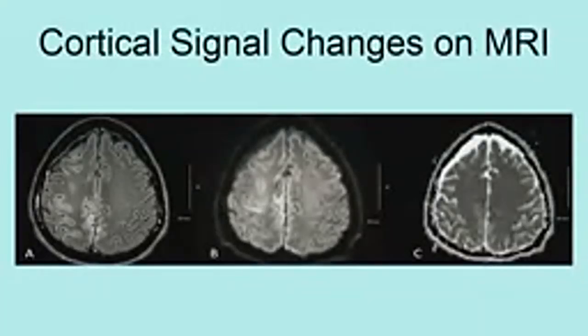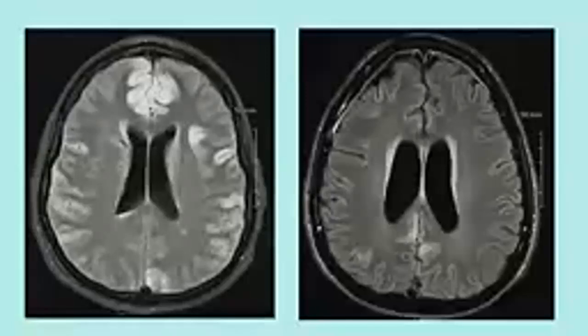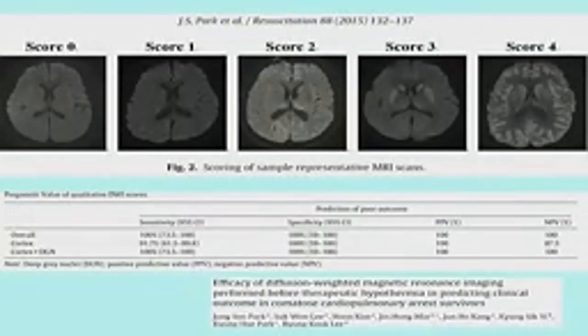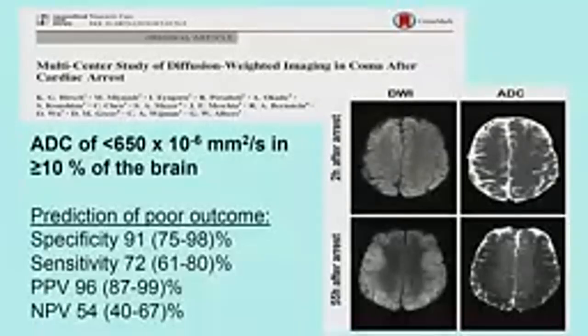And these are some examples looking at FLAIR, diffusion weighted imaging, and apparent diffusion coefficient, or ADC. Some more examples of cortical injury. Some authors have tried to semi-quantitatively, or ordinally I guess, prognosticate using an MRI score in patients with cardiac arrest, and have shown that patients with either a combination of cortical injury and basal ganglia injury, or cortical injury alone, have very high specificity for poor outcome, or patients are not going to recover after cardiac arrest.